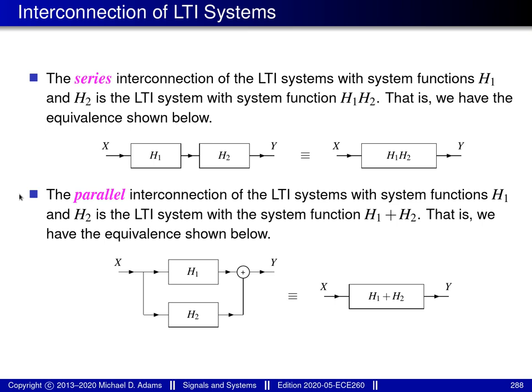Now let's consider parallel interconnections. Earlier in the course we saw that the parallel interconnection of two LTI systems behaves as a single LTI system with an impulse response equal to the sum of the individual system impulse responses. From this, we can infer the following by using the linearity property of the Laplace transform. The parallel interconnection of the LTI systems with system functions big H1 and big H2 is the LTI system with the system function big H1 plus big H2. In other words, when LTI systems are connected in parallel, their system functions add.